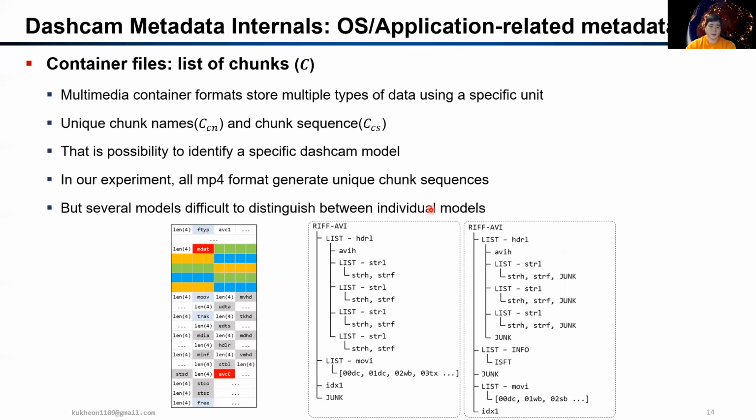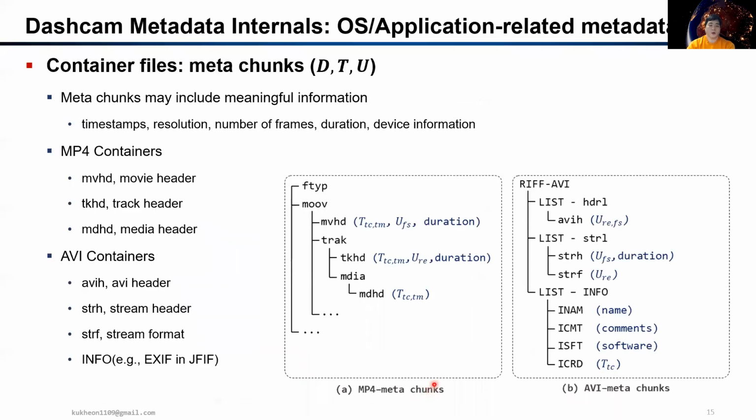So these container formats can be represented as shown in this figure. Look at the figure on the right. Can you distinguish them in this figure? The answer is yes. The chunk structure of the file is different, so you can distinguish it. Meta chunks may include meaningful information, like timestamp, resolution, and number of frames. In the MP4 containers, the meta chunks are the movie header, track header, and media header. In the AVI containers, they are the AVI header, stream header, stream format chunks, and info. You can also see detailed descriptions in the right figure.